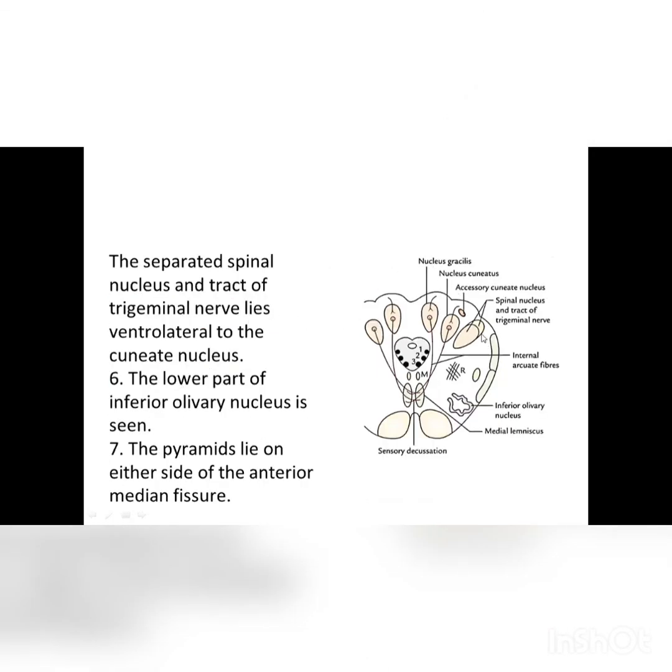The separated spinal nucleus and tract of the trigeminal nerve lies ventrolateral to the cuneate nucleus. The lower part of the inferior olivary nucleus is seen. The pyramids lie on either side of the anterior median fissure, as you can see here. These are the pyramids.